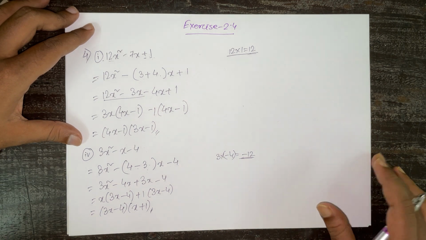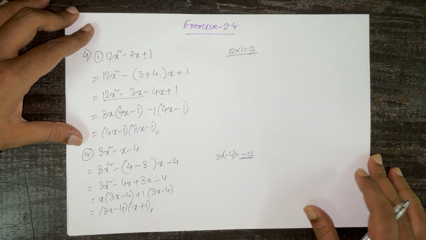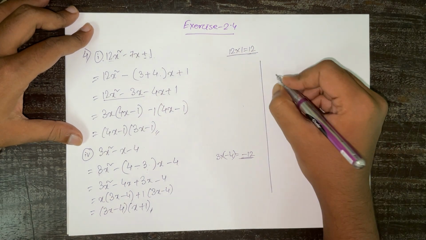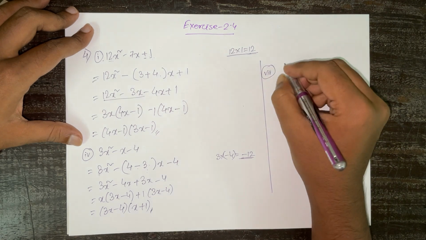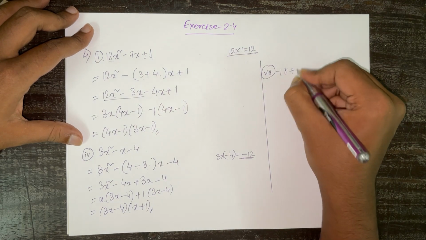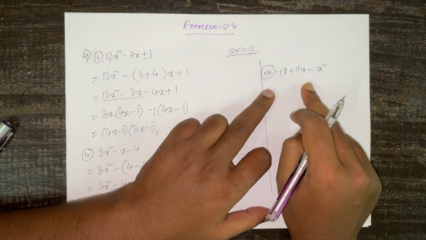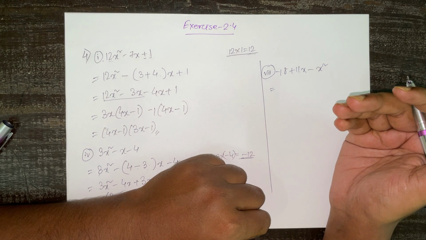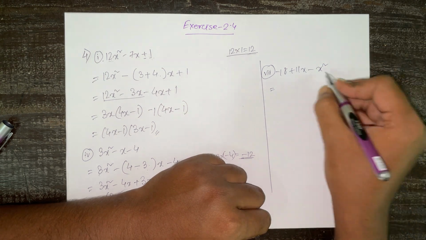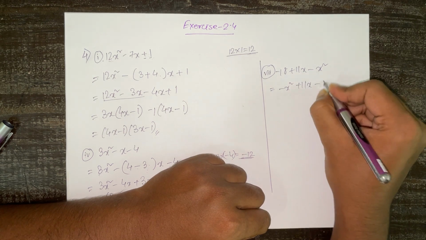We have one more, so I'll just tell you how to approach it. For example, let's look into question number 8. Minus 18 plus 11x minus x square. Try to make sure that in these type of sums, arrange them first in the decreasing order of the powers. Okay, so first write minus x square, then write 11x, and then write minus 18.